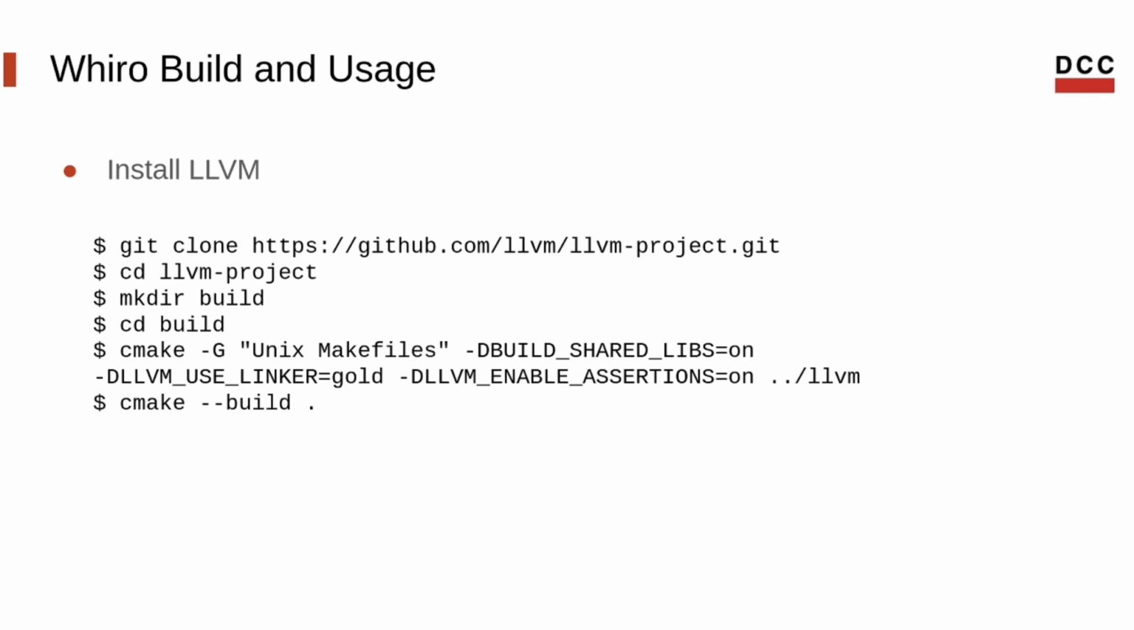One important thing to notice is that Whiro was developed on top of LLVM version 10.0. Subsequent versions might break the program due to changes in the namespace. So right after cloning the LLVM repository, you might want to check out the tag to the 10.0 release. So just type this command right before building LLVM.